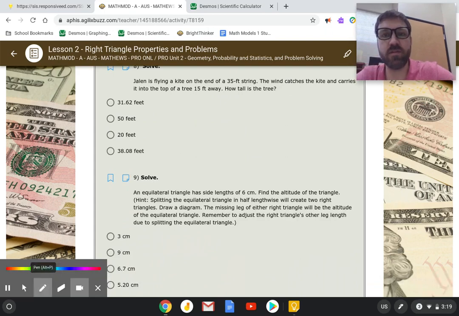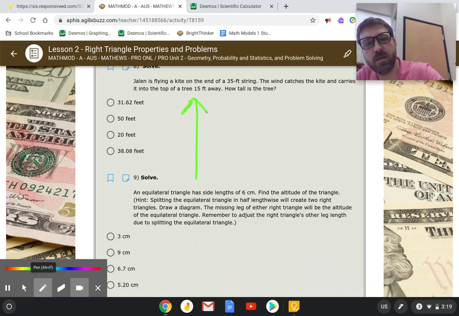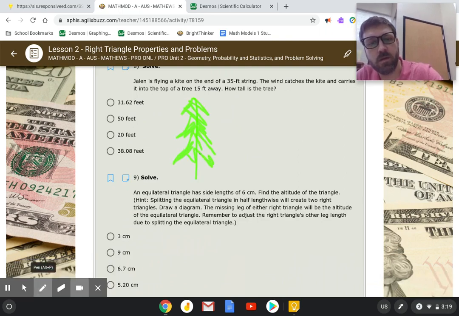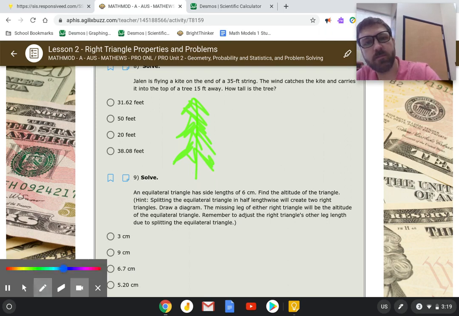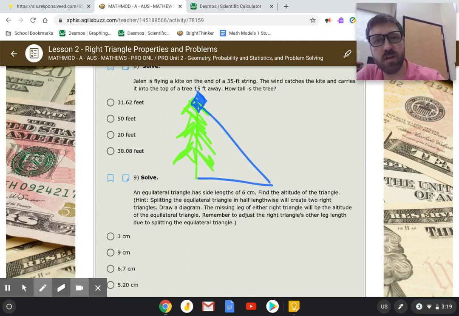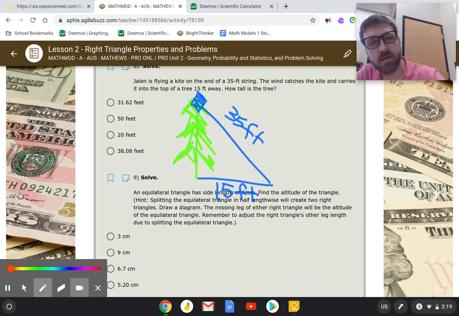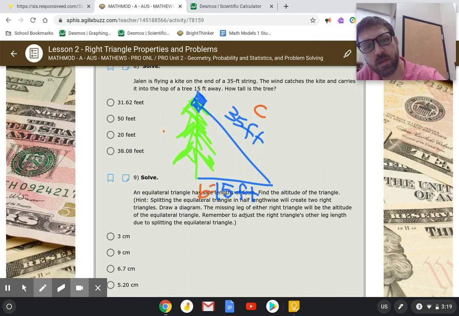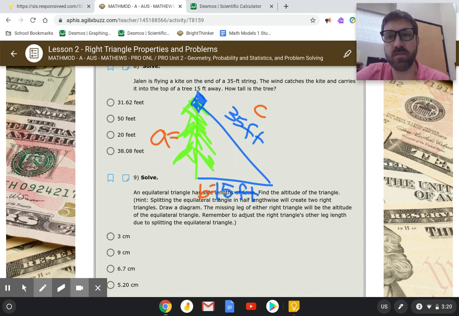Jalen is flying a kite on the end of a 35-foot string. The wind catches the kite and carries it to the top of a tree 15 feet away. How tall is the tree? So we have a tree. We have the kite. We have the string. And then we have the distance here. So it says here that the tree is 15 feet away. And the string is 35 feet. So you should be able to tell pretty quickly that this is my C, this is my B, and the unknown is my A. All this is a Pythagorean theorem problem disguised as a word problem. And so now you can solve for A using the methods we talked about.